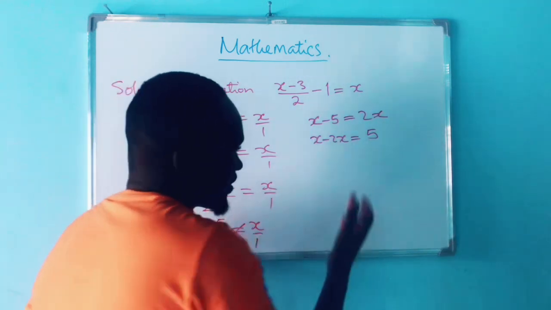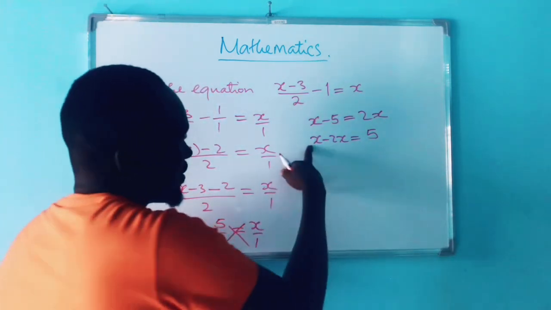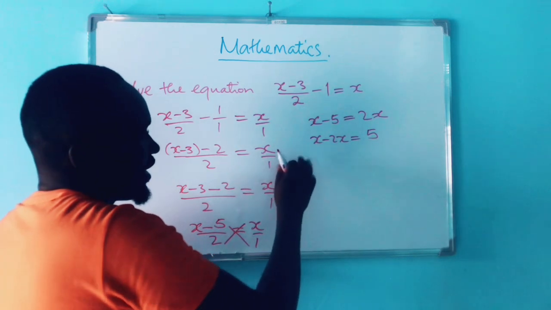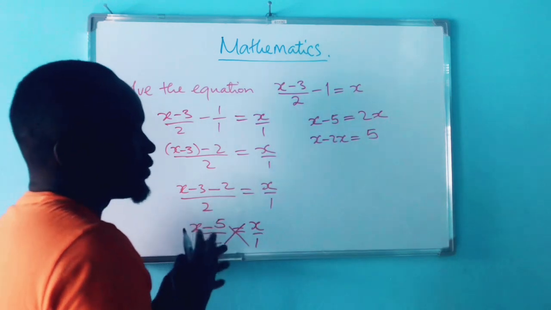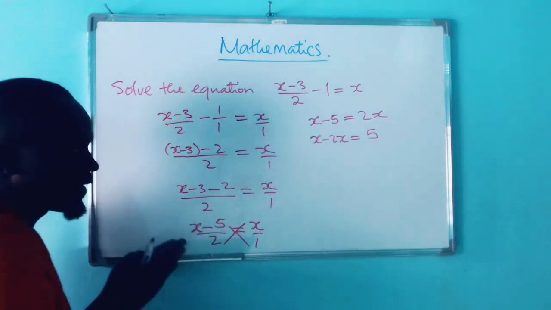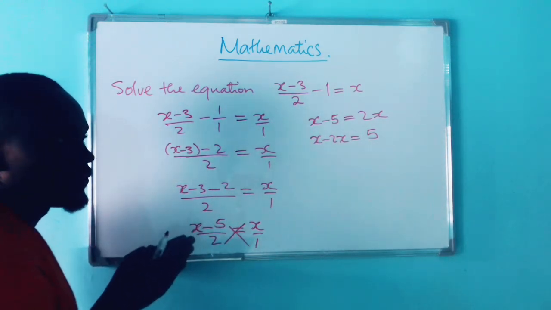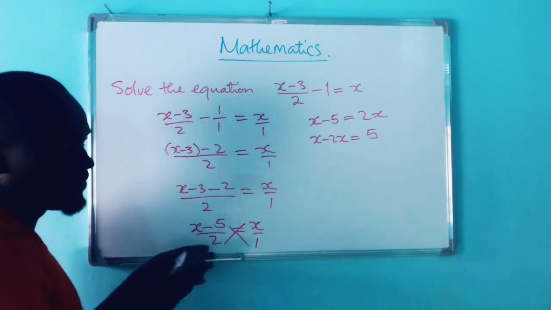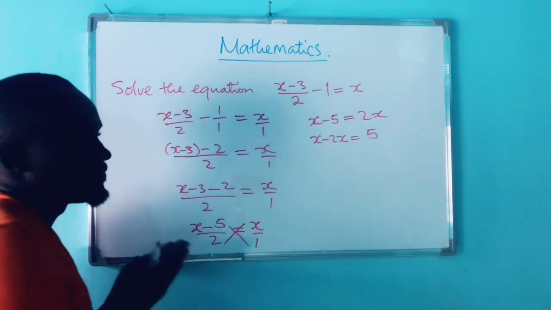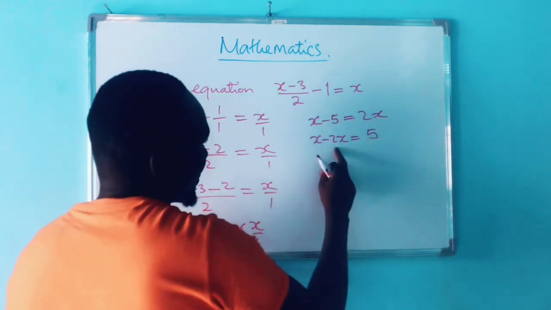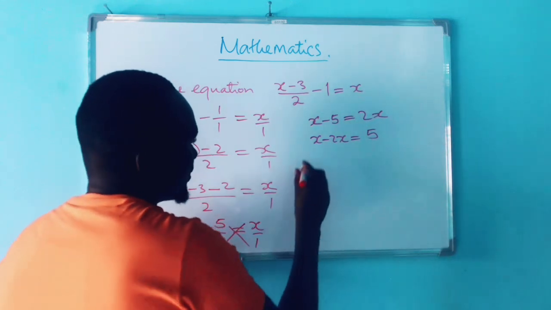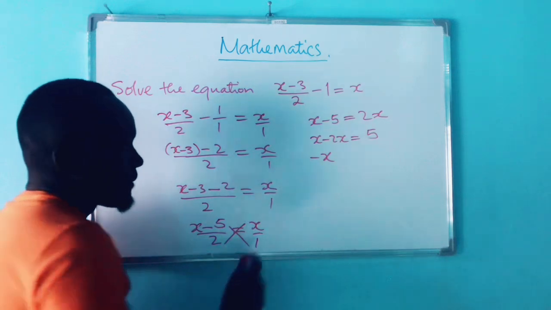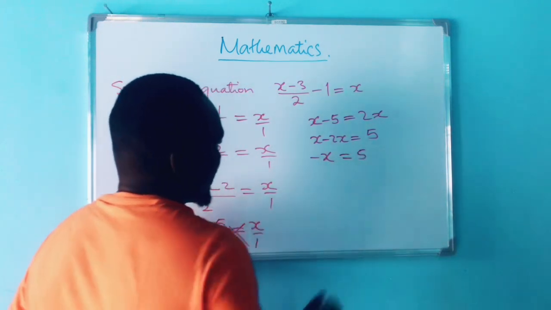It's just like 1 minus 2, because the coefficient of x here is 1. Instead of looking at it as x minus 2x, we can say 1 minus 2. We know that the variable is x, so whatever answer we get, we give that coefficient the variable x. So 1 minus 2 gives minus 1, which is just minus x, and this should equal 5.